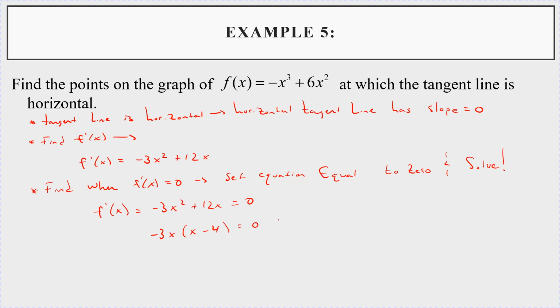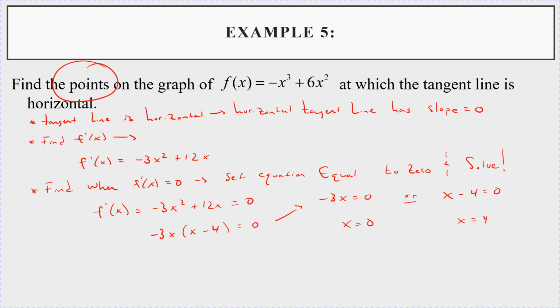So you have two solutions here, right? You have when minus 3x is equal to 0, or you have when x minus 4 is equal to 0. So this solution here is obviously x is equal to 0, and this one is when x is equal to 4. So here's what's going on. You know you have horizontal tangent lines to this graph when x is equal to 0 and when x is equal to 4.